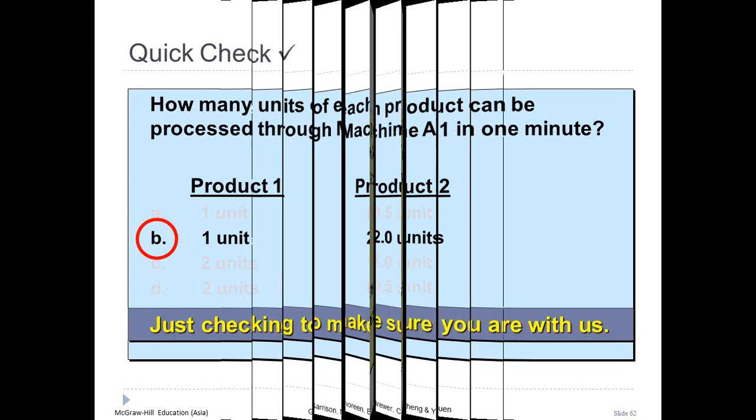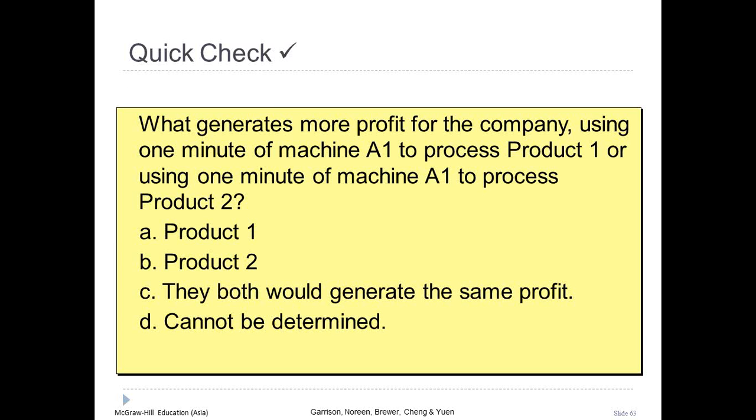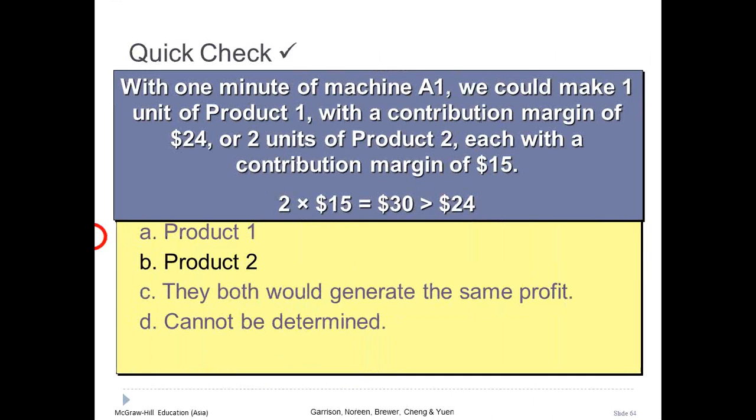What generates more profit for the company, using 1 minute of machine A1 to process product 1 or using 1 minute of machine A1 to process product 2? With 1 minute of machine A1, we could make 1 unit of product 1 with a contribution margin of $24, or 2 units of product 2, each with a contribution margin of $15.